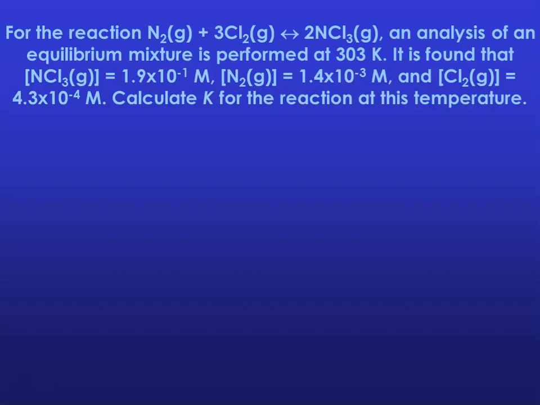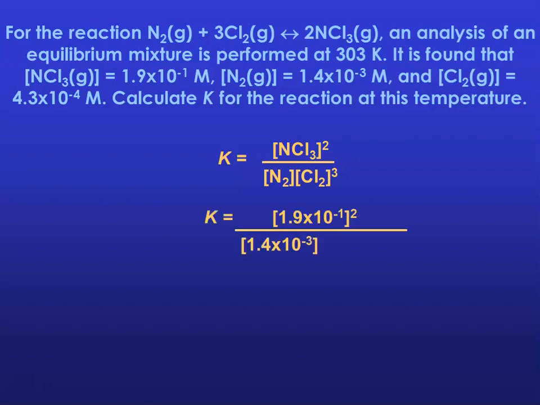So to calculate K, we need to write an expression for what K is equal to in terms of these reactants and products, which would be the concentration of NCl3 squared over the concentration of N2 and Cl2 cubed. Again, those exponents are based on their coefficients in the balanced equation, products always written over reactants. We would then substitute in what we know for concentrations for those three components.